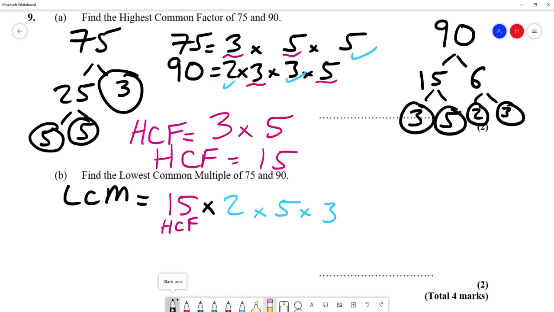So we can now work this out. So we've got 15 times 2 gives me 30. And then we've got 30 times 5 is going to be 150. And 150 times 3 is 450. And that will be the LCM.